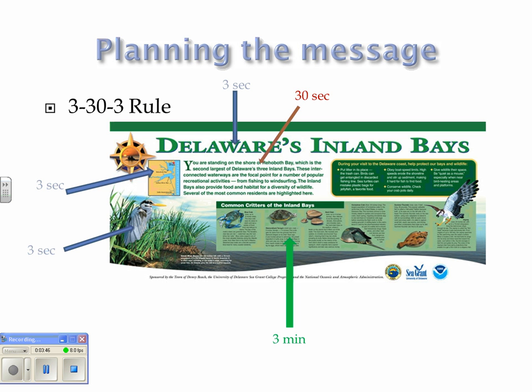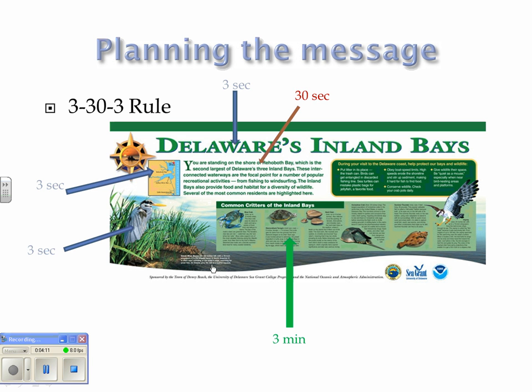Okay, planning the message using the 3-30-3 rule. This is a really, really important rule to be thinking of, and all of you should keep this in mind when you're planning your sign. It's kind of a general rule of thumb for any kind of interpretive sign. What it means is that you have a 3-second message, a 30-second message, and a 3-minute message.